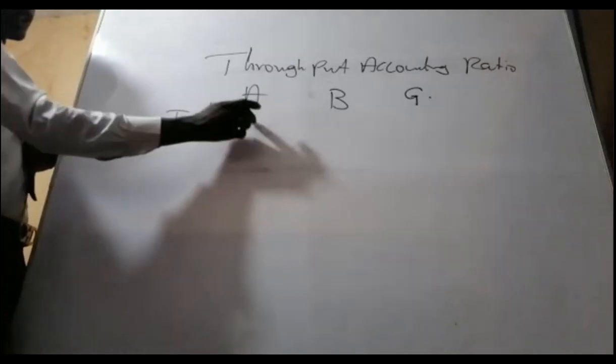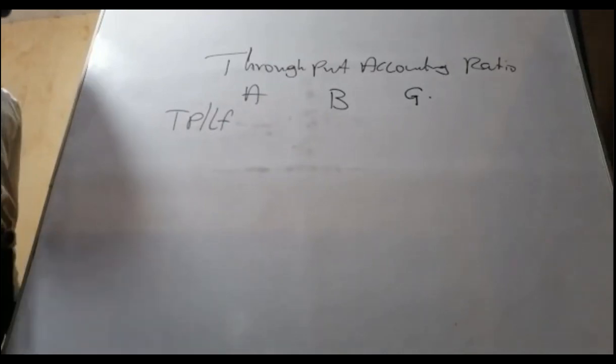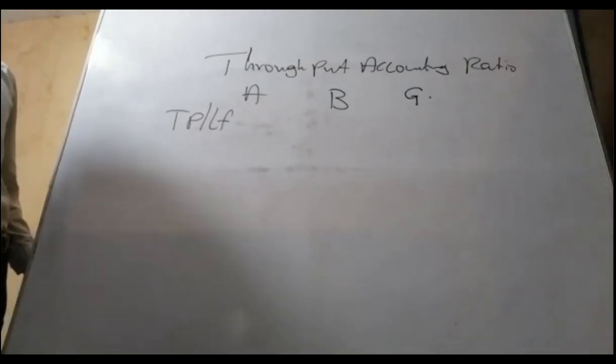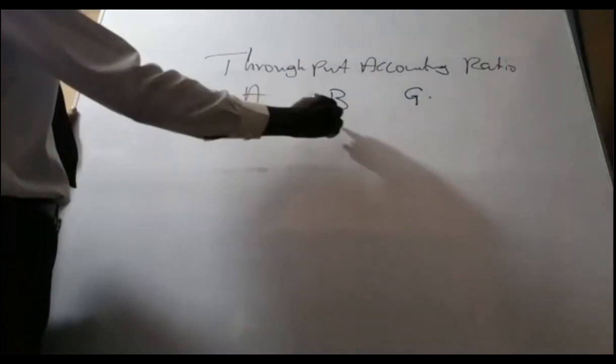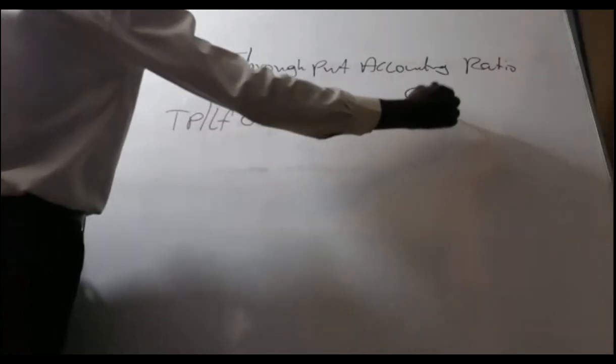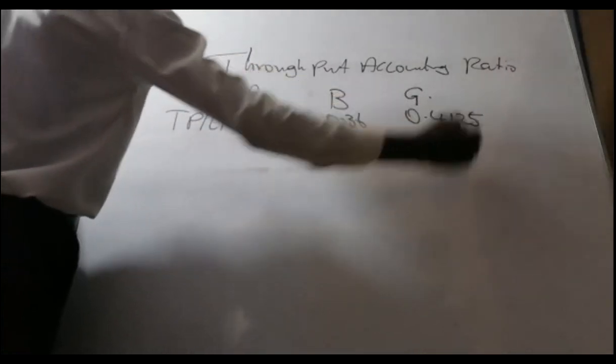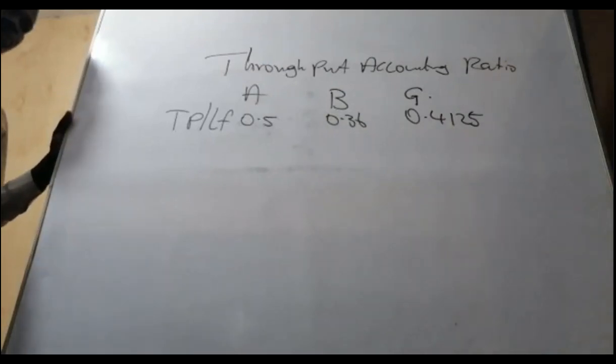So just produce them for me. Can you produce them for me? I think here we have 0.5, here we have 0.36, and here we have 0.4125. That's the throughput per limiting factor, right? Yes. That's great. Now let's calculate the operating cost per limiting factor.